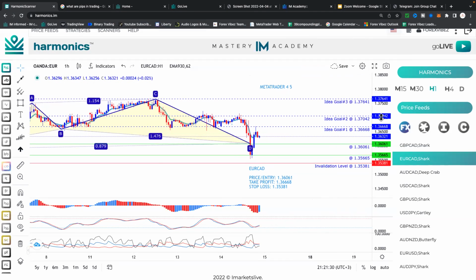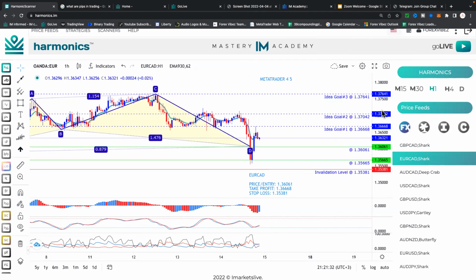Now, the next thing you want to do, because now we entered the trade, because that's all you got to do when it comes to Harmonic Scanner, you're inputting the numbers once again, because I know a lot of people end up missing this point.